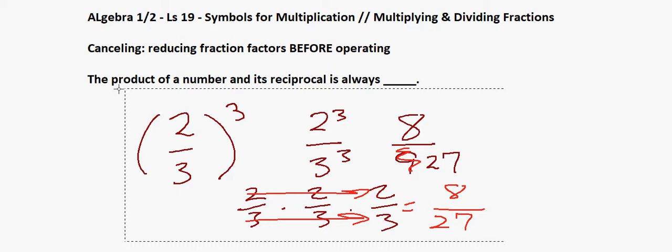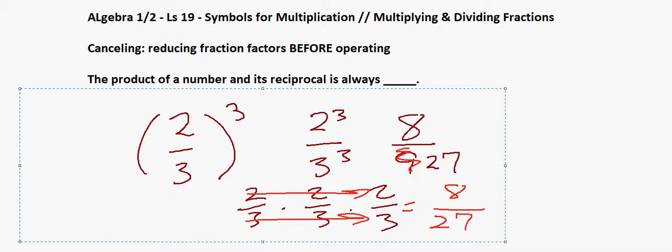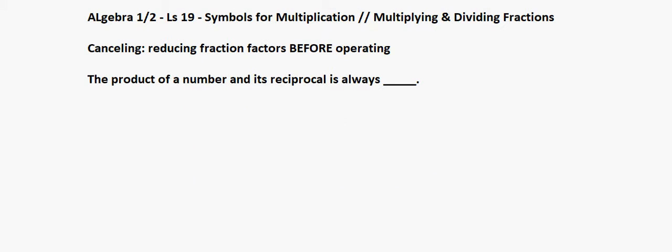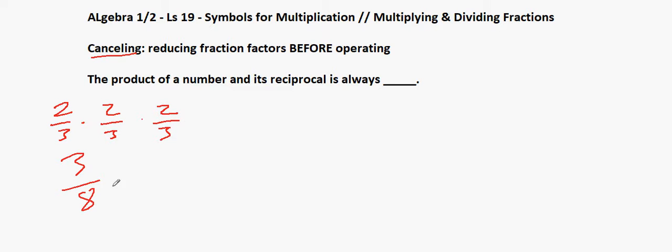Now, canceling, as it's said up top, is a strategy we may use to make multiplication simpler and maybe be able to accomplish it more often in our heads. Canceling is reducing the fraction, but not in the answer, even before we start. So when we had 2/3 times 2/3 times 2/3, yeah, we can't really cancel that. But what about 3 over 8 times 2 over 3?